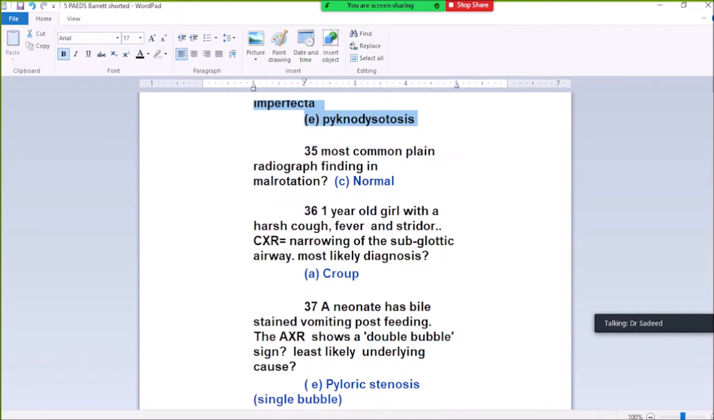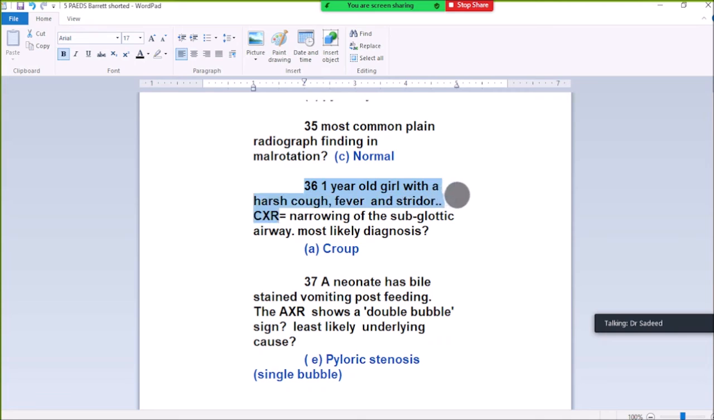35. The most common plain radiographic finding in malnutrition is normal. 36. A 1-year-old girl with a harsh cough, fever, and stridor, associated with narrowing of the subglottic area. Most likely diagnosis: croup. In croup, there is narrowing of the subglottic area, and the supraglottic area is narrowed in epiglottitis.